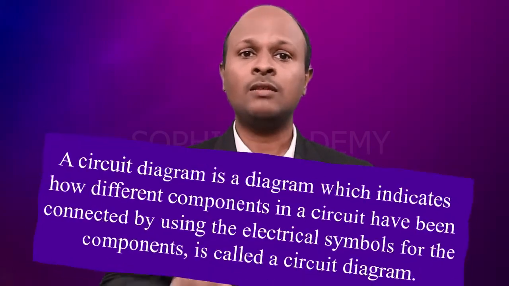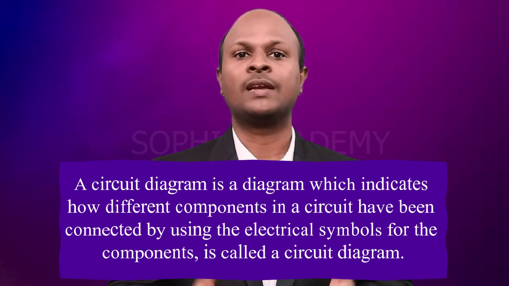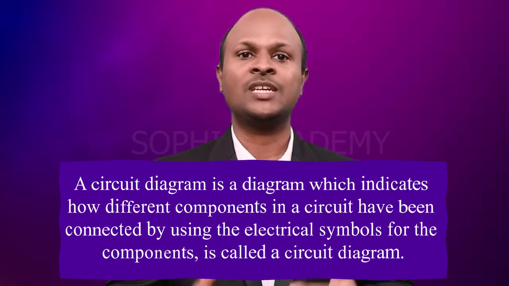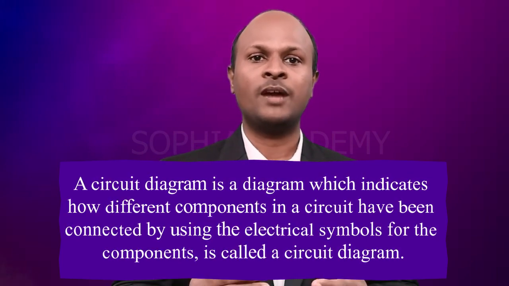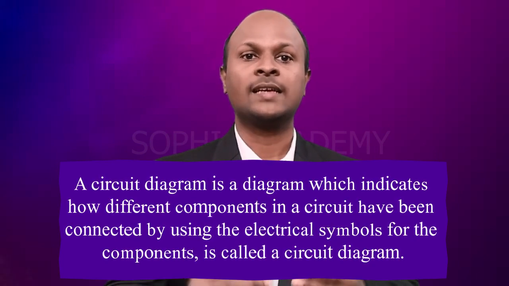So far, we have seen symbols used for representing different elements used in electrical circuits. We need some method of representing an electrical circuit graphically. For that purpose, we use circuit diagrams. A circuit diagram is a simplified conventional graphical representation of an electrical circuit. An electrical circuit diagram is a diagram which indicates how different components in a circuit have been connected by using electrical symbols for the components. It is called a circuit diagram.